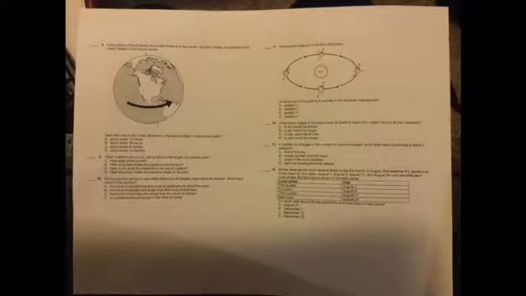11. Examine the diagram of Earth's orbit below. At which part of the orbit is it summer in the southern hemisphere? Position 1, 2, 3, or 4?